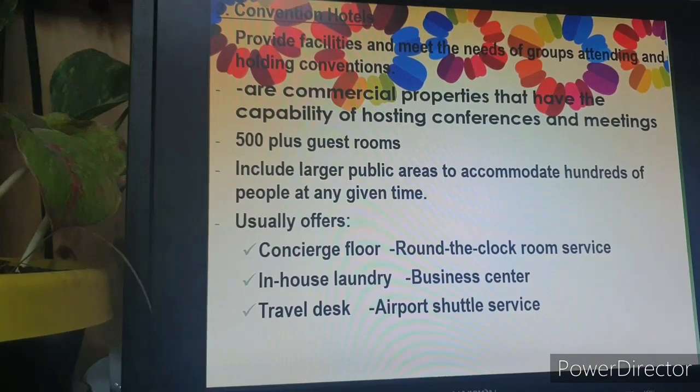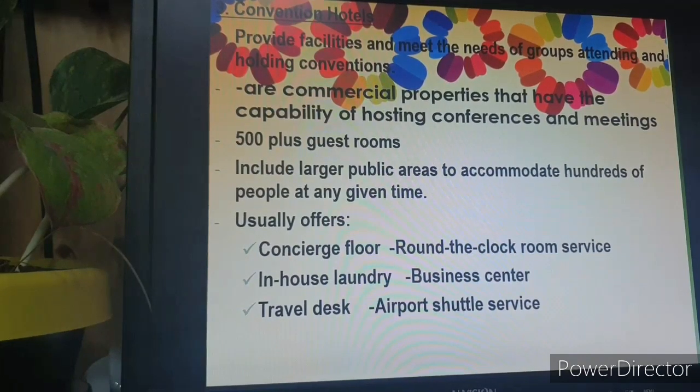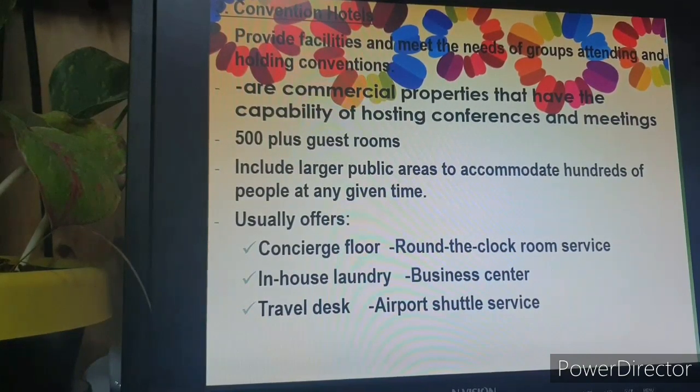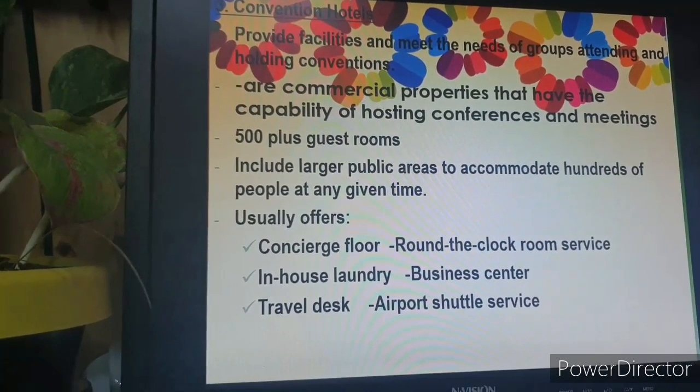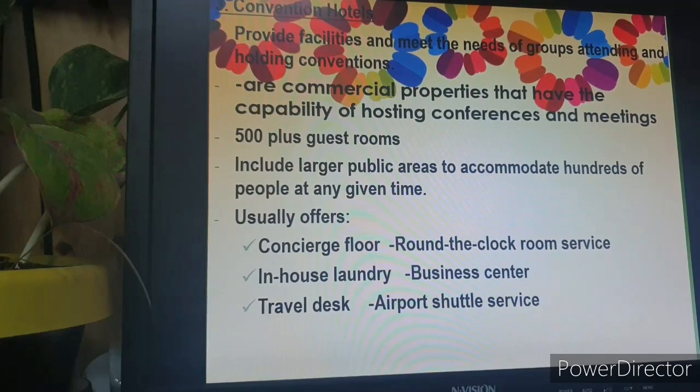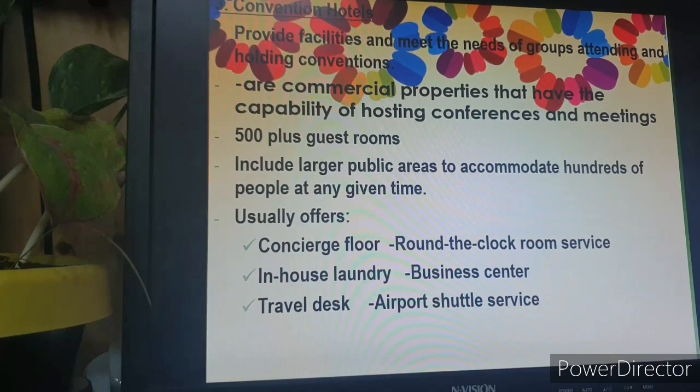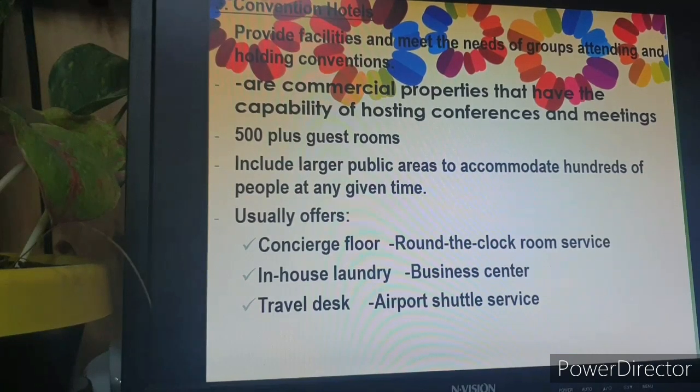Usually they offer in-house laundry. Business center, most especially for the pasalubong, souvenir items. Travel desk. Why do they need a travel desk? For the guests to ask if they will travel via bus, via airplane, shuttle, or taxi cab. They're in charge of that, the travel desk. And of course, the airport shuttle service, they're in charge of that also.